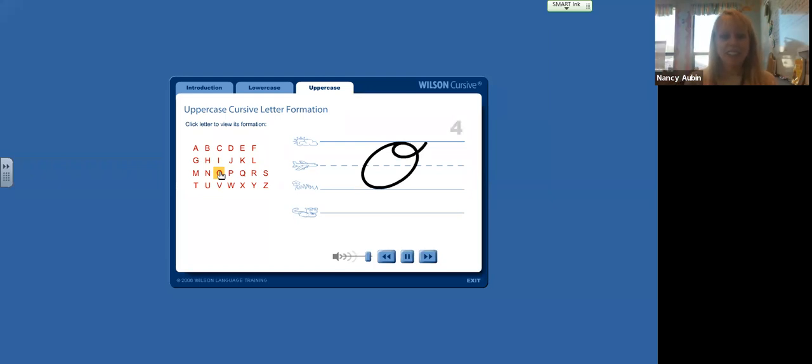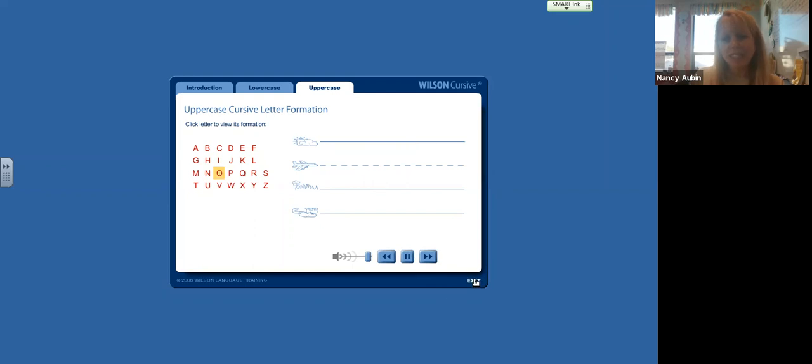Try it on your leg. Then try it on your arm. O is a skyline round letter. It starts on the skyline. Go back on the skyline, then go down and around on the grass line, up to the skyline, and make a loop.